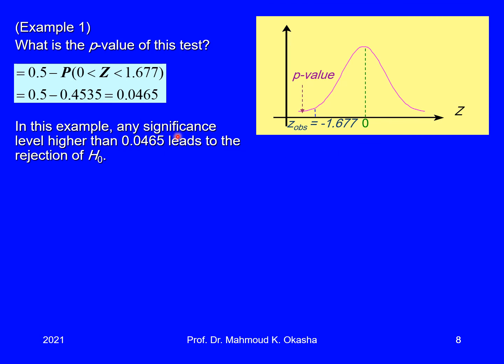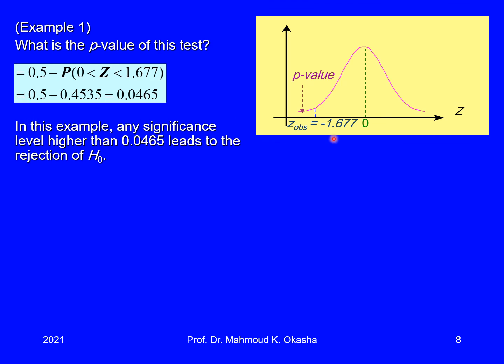Now, what is the p-value for this test? We know that we can reject the null hypothesis for a specific significance level, and we may not be able to reject it for another significance level. But what is the p-value for this? We can calculate it in this example, not always from the table, but in this example, we can calculate the p-value from the standard normal table. We want to calculate this area.